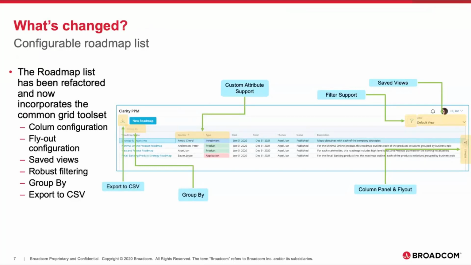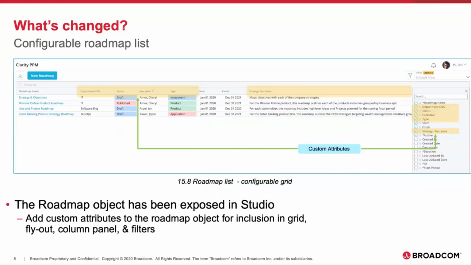As I mentioned, it's been refactored and now incorporates the common grid tool set for column configuration, flyout configuration, saved views, filtering, group by, and export to CSV. All those elements are standard pieces of the common grid that are now part of the roadmap list. Secondly, the roadmap object has been exposed in Studio. So now you can go into the roadmap object itself and bring in a number of fields. In this example on screen, I've got a department OBS, status, executive sponsor, and a type. I've even got a spot for a strategic narrative to further define and help users manage their roadmaps.